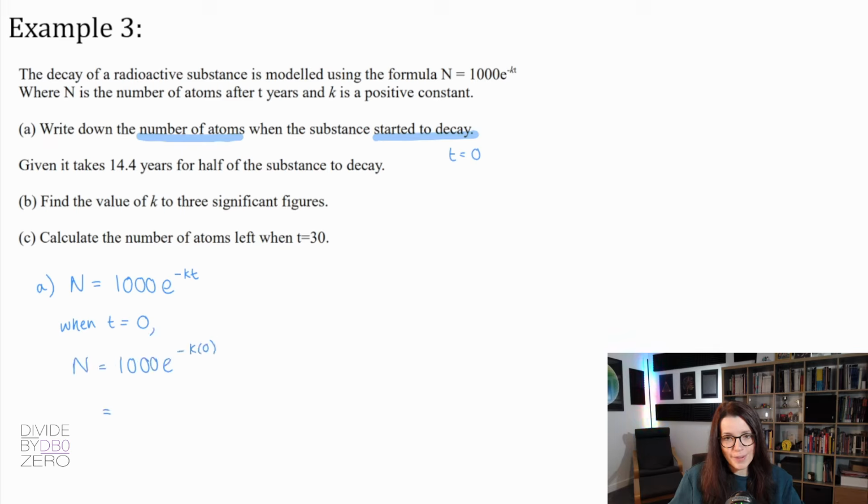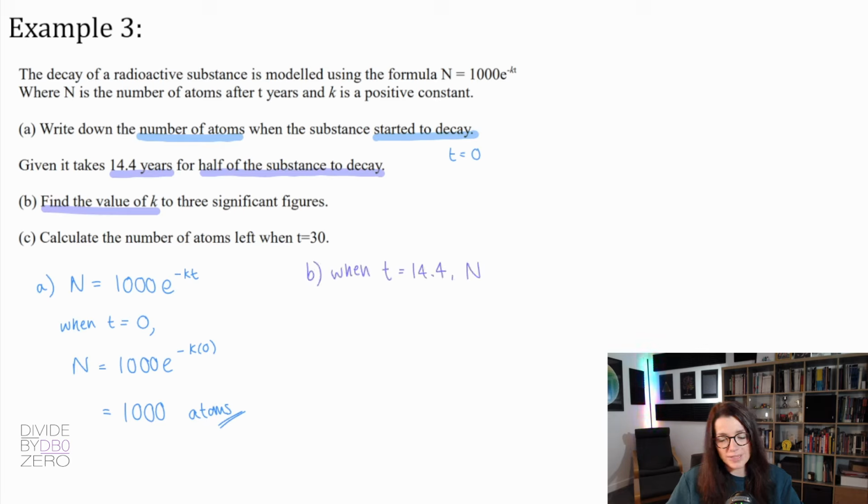E to the power of minus k times 0 is just 1. So n equals 1000 atoms. Then it says, given it takes 14.4 years for half of the substance to decay, find the value of k to 3 significant figures. So we can say that when t equals 14.4, n is going to be half of what it started at, so n would be 500.